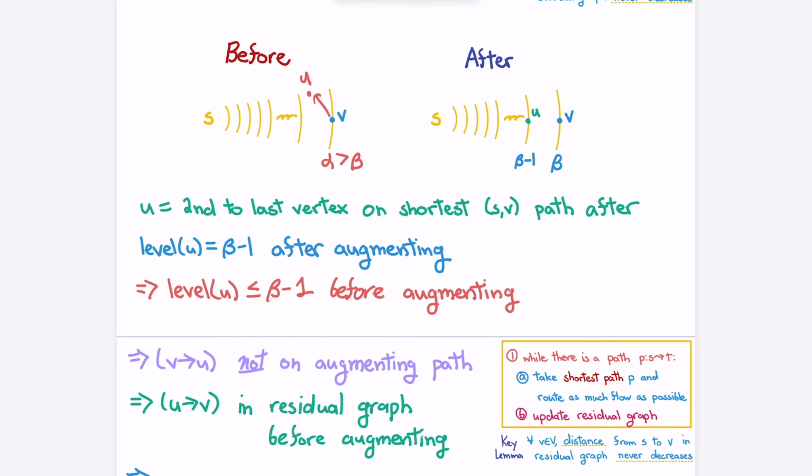And that means that U to V was in the residual graph before augmenting. Because we know U to V is in the graph after, and we didn't use V to U before in the augmentation. So U to V had to have existed before as well.